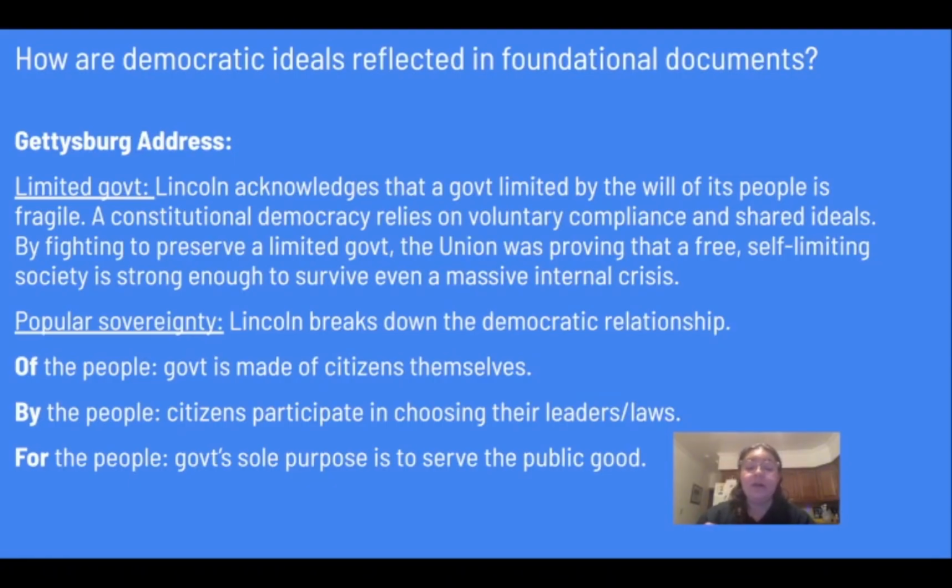Of the people: government is made up of citizens themselves. By the people: citizens participate in the democratic process by choosing their leaders and laws, voting on them. And for the people: government's sole purpose is to serve the public good. It does not serve its own interests, it does not serve the interest of a particular state or a particular individual like a monarch. Again, you could also make the argument for other democratic ideals, but these were two really obvious ones that stuck out to me.